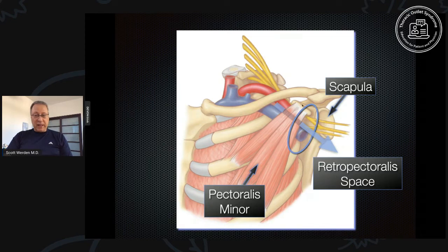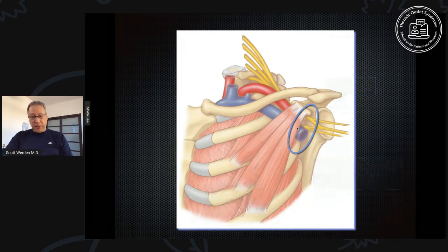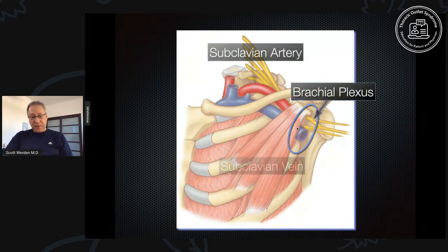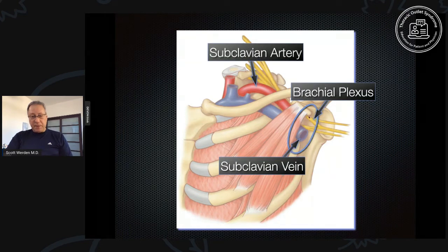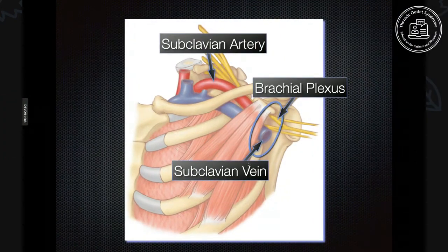Again, this is the pectoralis minor. Behind it is the retropectoralis space, and all three structures pass through this. You'll see the brachial plexus, the subclavian vein, and the subclavian artery all come through this space behind the pectoralis minor muscle. So this is the farthest out towards the shoulder. Once the three structures get past this space, they're actually in the arm, so it's no longer the thoracic outlet.